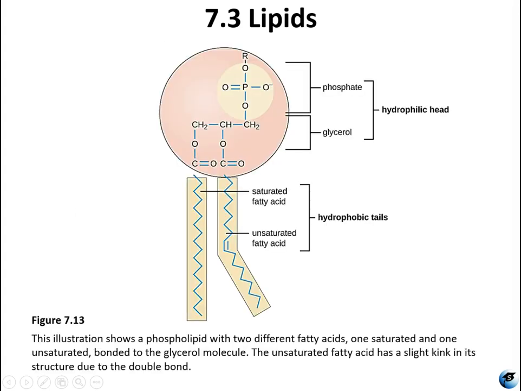So this is figure 7.13. It shows a phospholipid with two different fatty acid chains. The one on the left is the saturated fatty acid, and the one on the right is unsaturated, and you can tell the difference because this one only has single bonds and this one has a double bond.